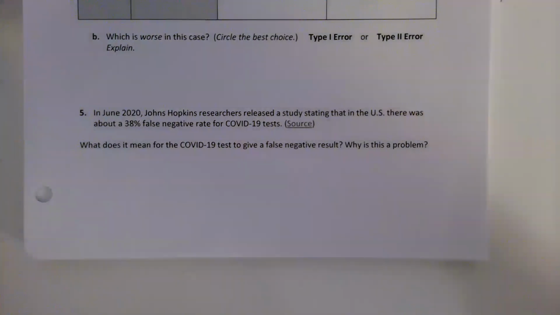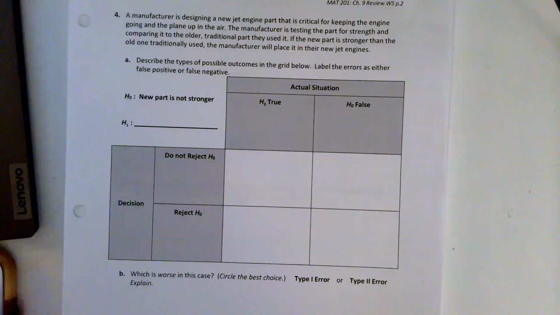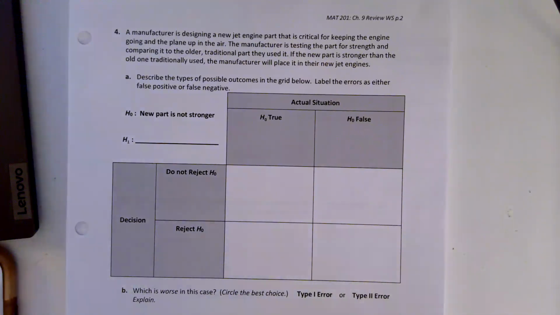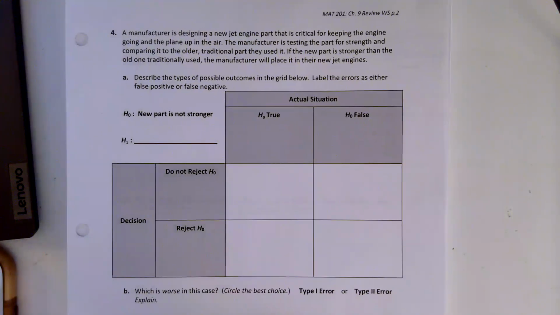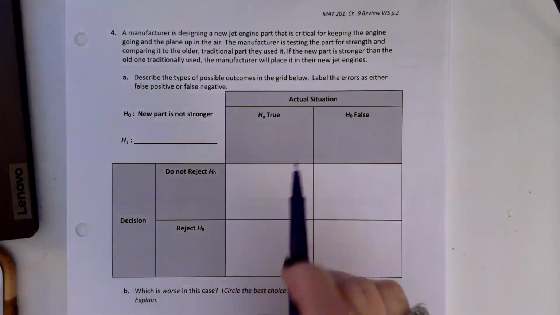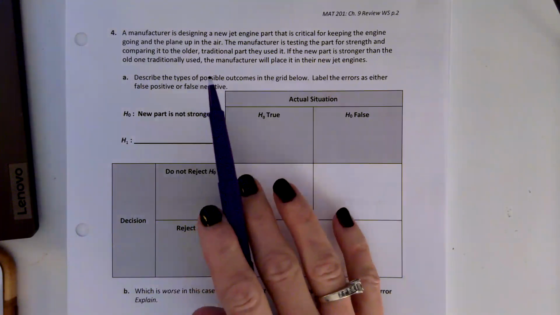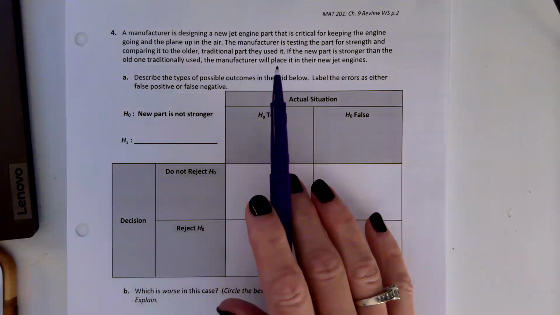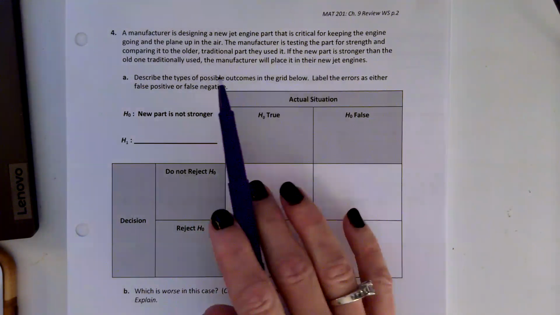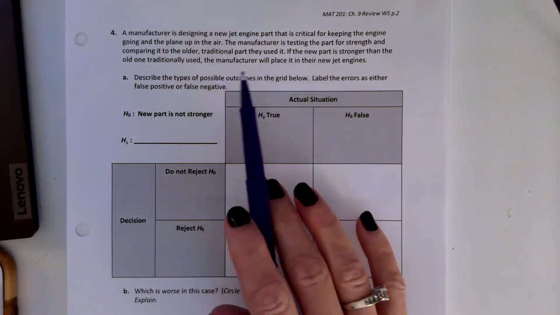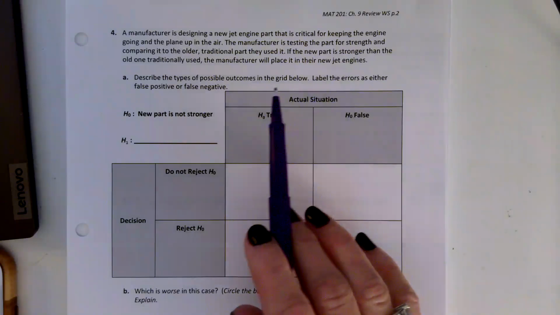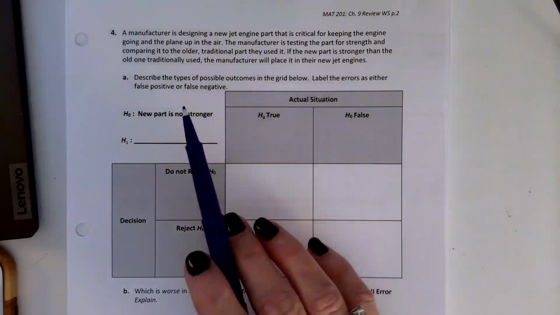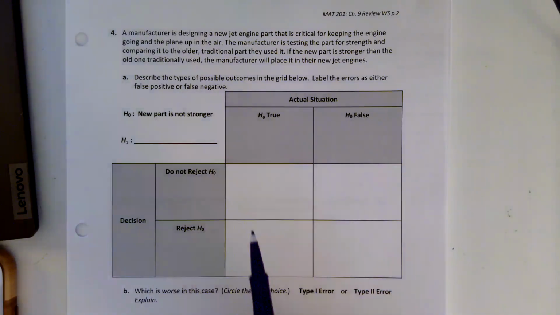Okay, question 4. So the manufacturer is designing a new jet engine, part of that is critical for keeping the engine going and the plane up in the air. The manufacturer is testing the part for strength and comparing it to the older traditional part they used to use. If the new part is stronger than the old one traditionally used, the manufacturer will place it in the new jet engines. Describe the types of possible outcomes in the grid below. Label the errors as either false positives or false negatives.